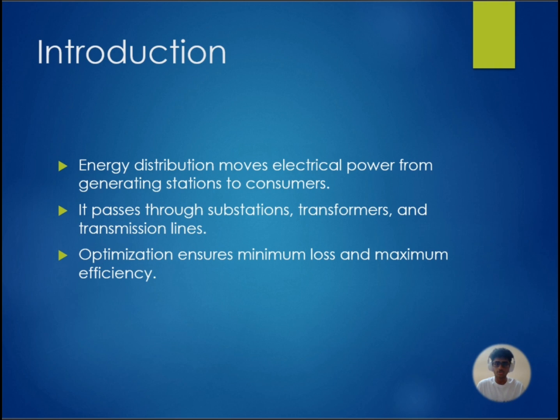It is the entire complex process of getting electrical power from the generating stations through a web of substations, transformers, and transmission lines, all the way to you, the consumer. But this system isn't perfect. A significant challenge is power loss, energy that's essentially wasted as heat in the transmission lines. This is where optimization comes in.